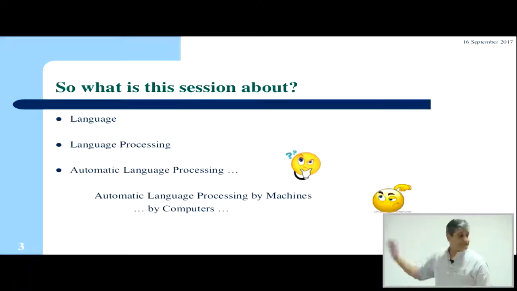So, which machines? The JCB machines out there, do they process language? No. Your computer. So, essentially what we mean by machines is computers. Okay. So, we have some idea of what that could be, automatic language processing by computers. Fine. So, this is what we are going to talk about in this session.